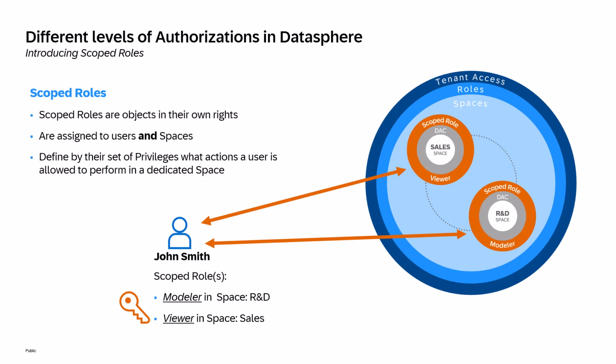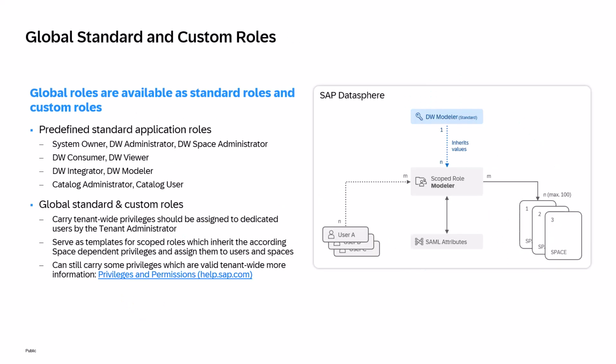So a scoped role is an additional role concept here. With the example of John Smith, who is a viewer in the space Sales and a modeler in the space R&D, these kinds of concepts can now be addressed. So how does it work?